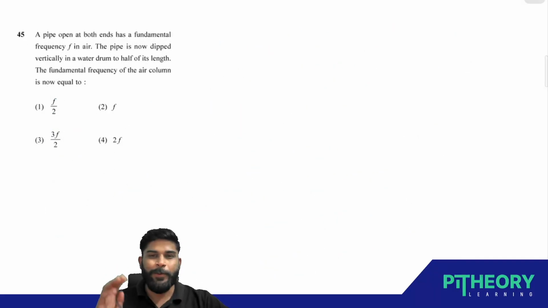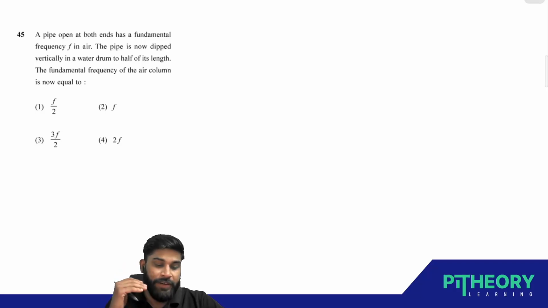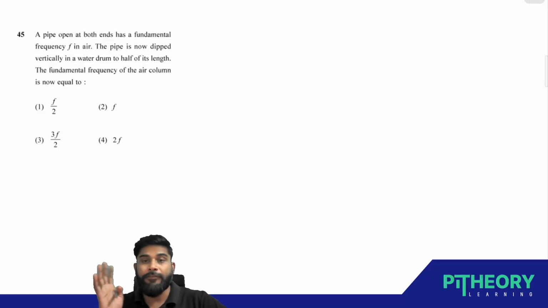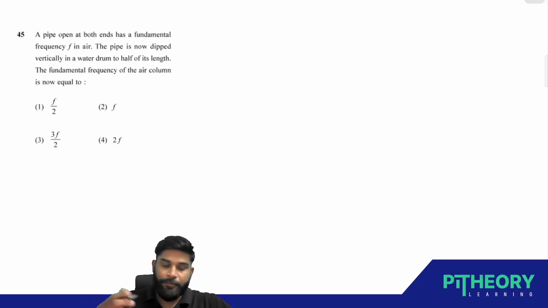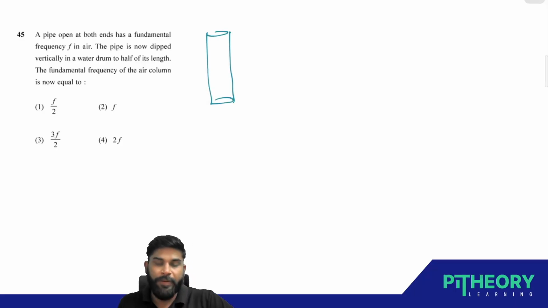So here we go to the last question, question number 45. A pipe open at both ends has a fundamental frequency F in air. The pipe is now dipped vertically in water to half of its length. The fundamental frequency of the air column is now what? That is the question. So simple question. Here we have an open pipe, let's say its length is L.